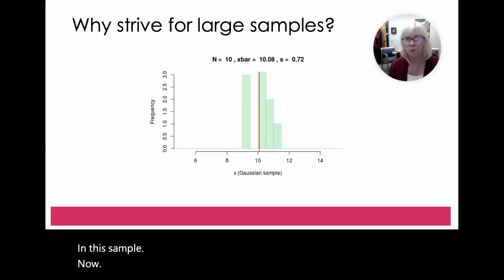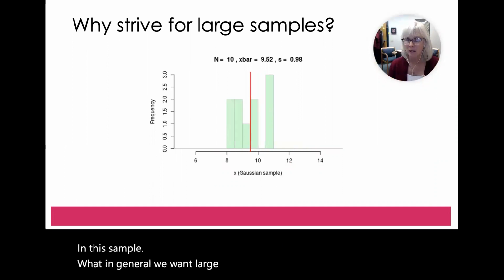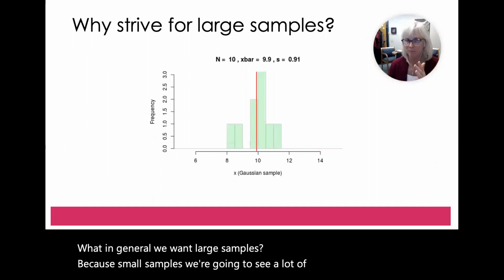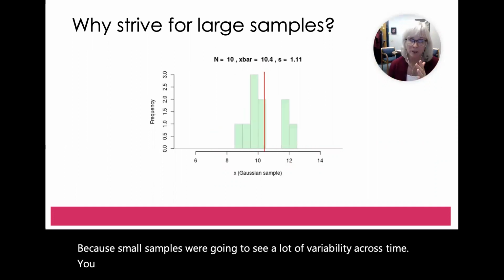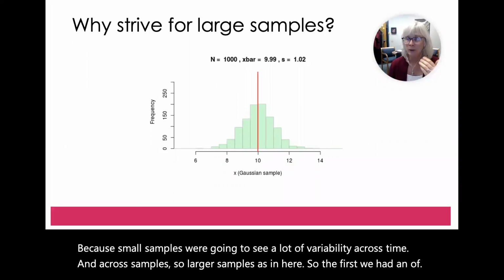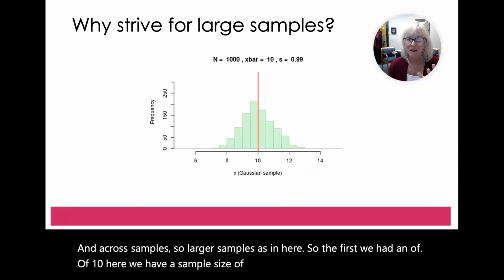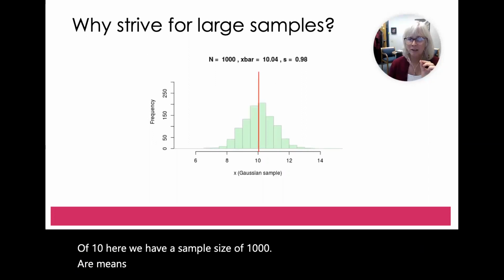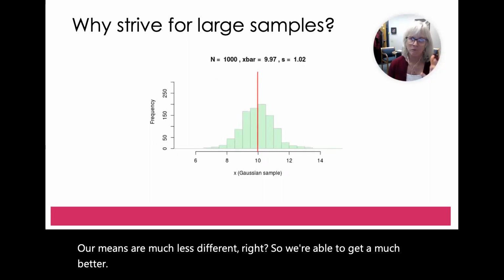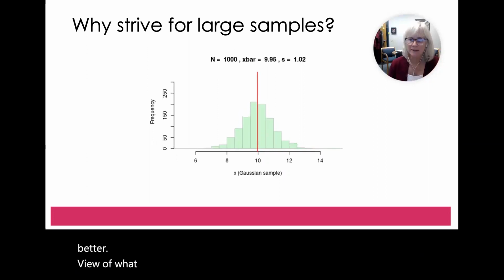Now, in general, we want large samples, because with small samples, we're going to see a lot of variability across time and across samples. So with larger samples, as in here, the first we had an N of 10, here we have a sample size of 1,000. Our means are much less different, right? So we're able to get a much better view of what the true mean is. And you can see it's really shifting very little.